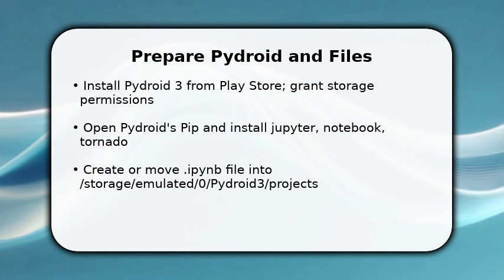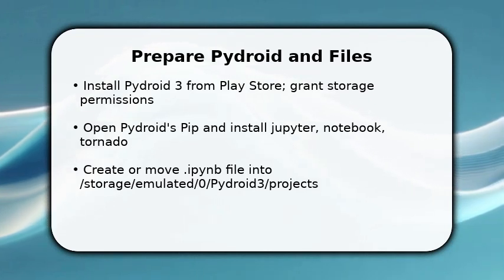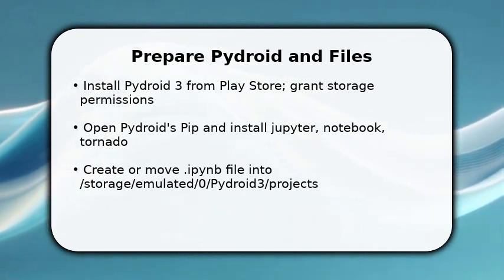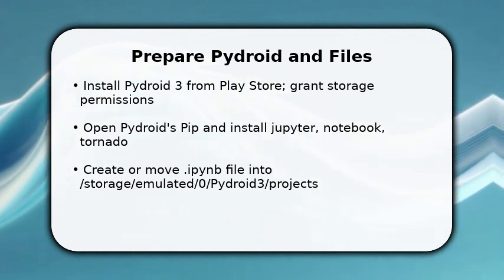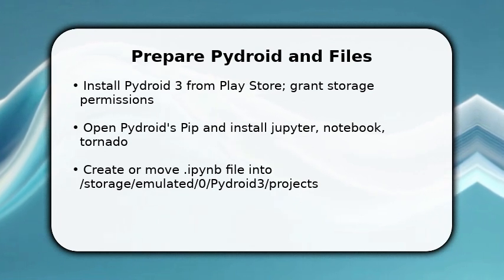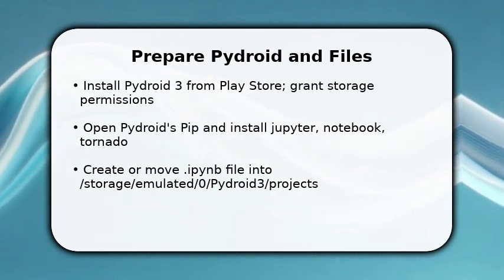You start by preparing Pydroid 3 and your project files. First, install Pydroid 3 and grant storage permissions so you can read and write notebooks. Next, open Pydroid's pip tool and install Jupyter Notebook and Tornado. These provide the server and UI.